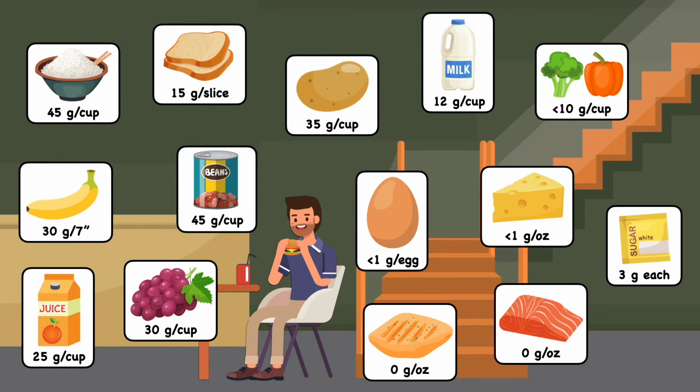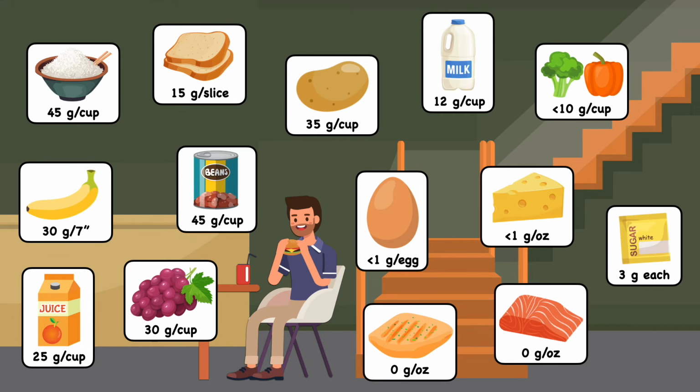Putting these numbers into perspective, we can look at the carbohydrate content of various foods and see that if Mr. Smith eats all of them in one day, he would easily be in the 225 to 325 gram range we found for his AMDR.